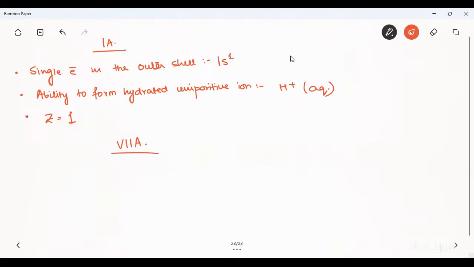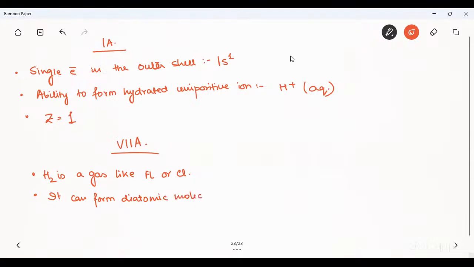The first point is hydrogen is a gas, like fluorine or chlorine. Hydrogen is a gas, we all know that. It can form diatomic molecules.